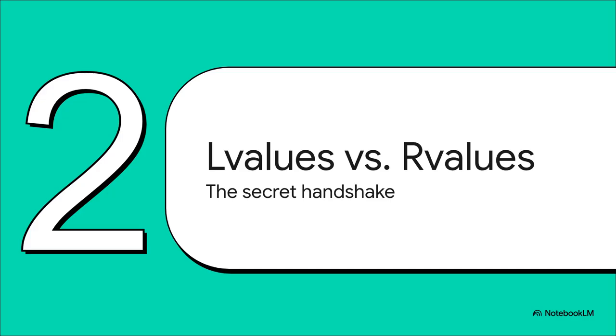To really get the solution here, we first need to understand a fundamental distinction the C++ compiler makes. It's all about the difference between something called an L-value and an R-value. This distinction is really the foundation for how all of this magic works.